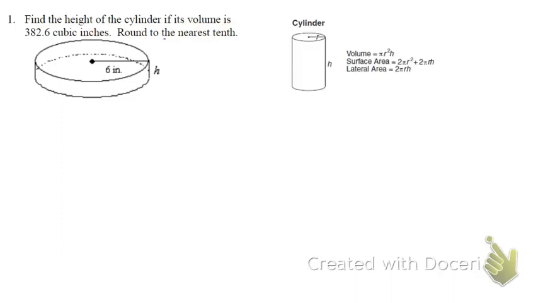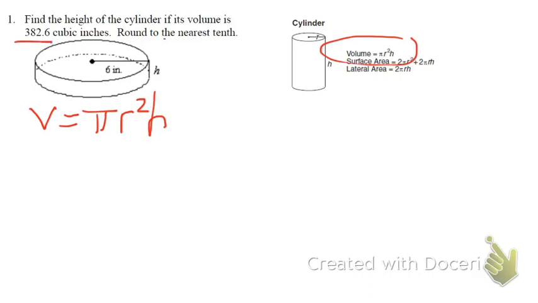And when you do these problems, especially when you're working it backwards, you're not finding volume, you're finding something else like the radius or the height, make sure you always start by actually writing that formula, okay? Volume is equal to pi r squared h, which, by the way, is the same as area of the base times the height because the base is a circle. All right, now it says the volume is 382.6.